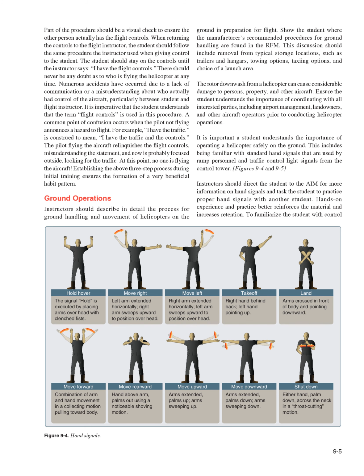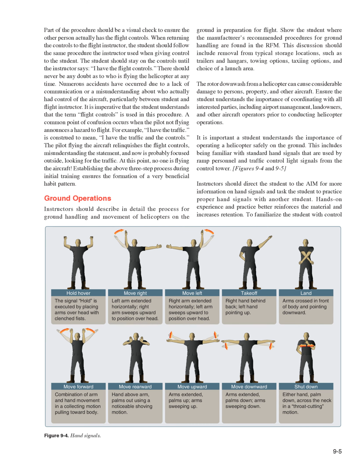It is important a student understands the importance of operating a helicopter safely on the ground. This includes being familiar with standard hand signals that are used by ramp personnel and traffic control light signals from the control tower. Figures 9-4 and 9-5. Instructors should direct the student to the AIM for more information on hand signals and task the student to practice proper hand signals with another student. Hands-on experience and practice better reinforces the material and increases retention.